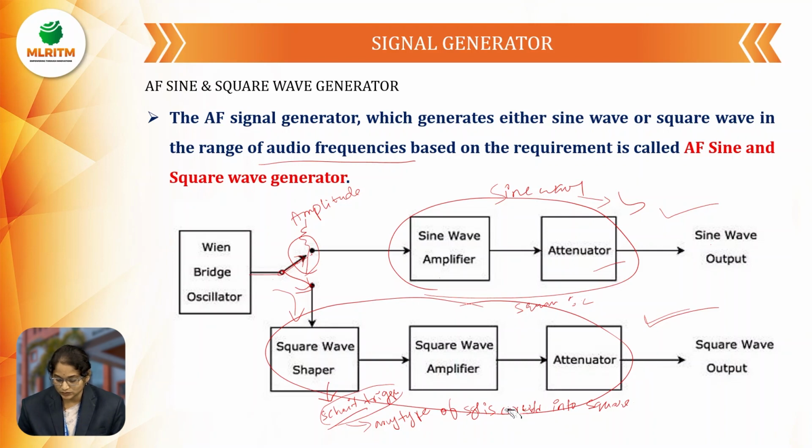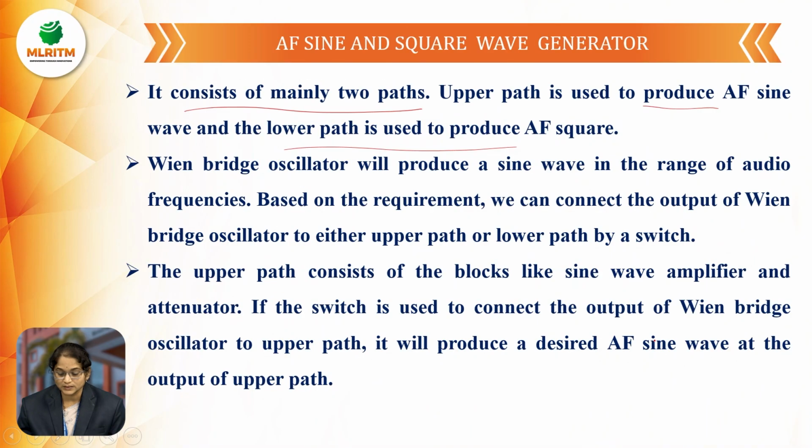We are going to use this to generate the square wave. With the help of these two paths, we are going to generate, with the help of the Wien bridge oscillator, the sine wave within the range of audio frequency only. Based on requirement, we can convert the output of the Wien bridge oscillator to either the upper or the lower path by the switching of the switch.